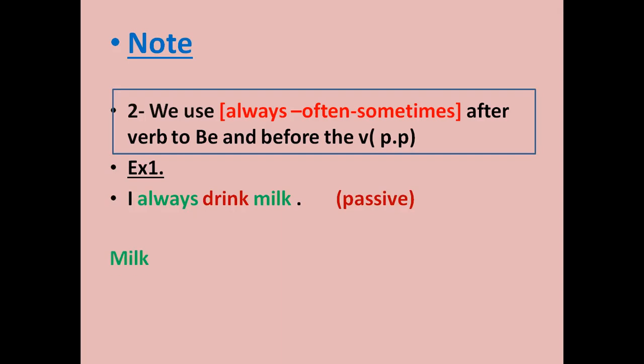Then we put verb to be in present, is. After that we put always, and we put the past participle of the main verb drink, is drunk. At the end we put by plus the subject, by me. So the answer will be milk is always drunk by me.